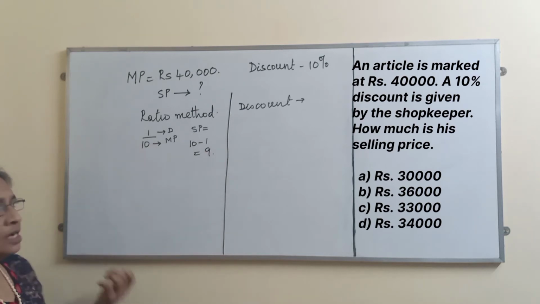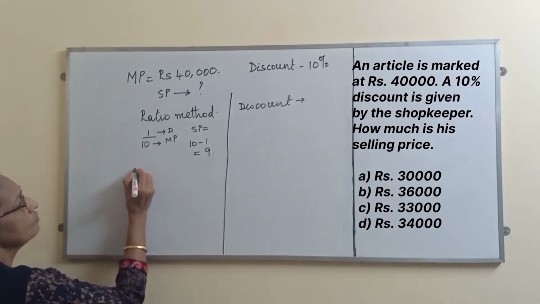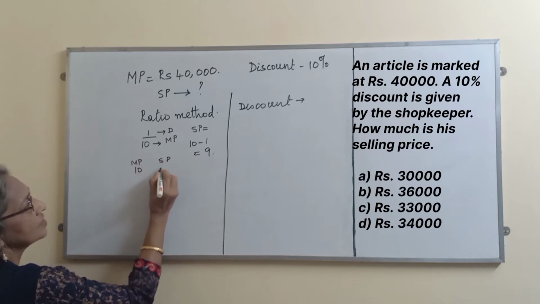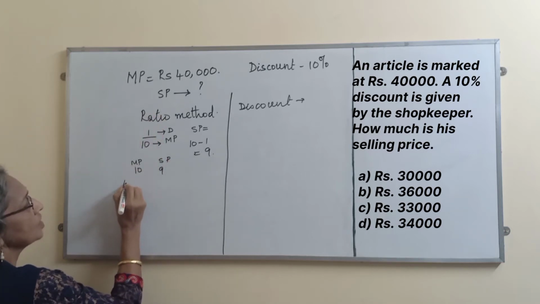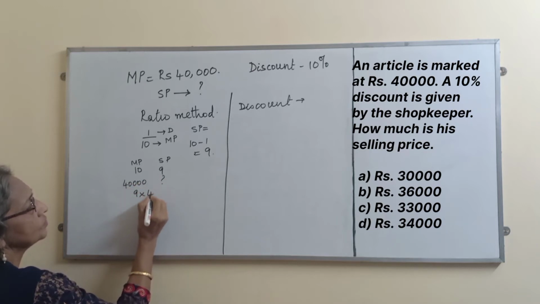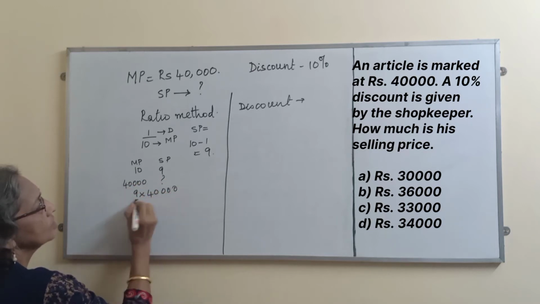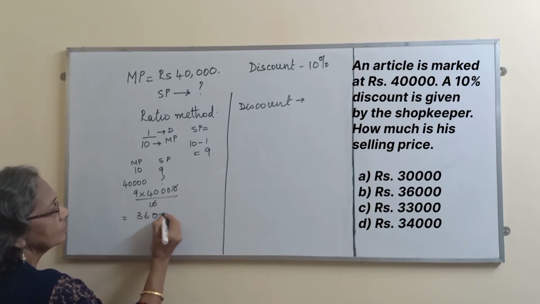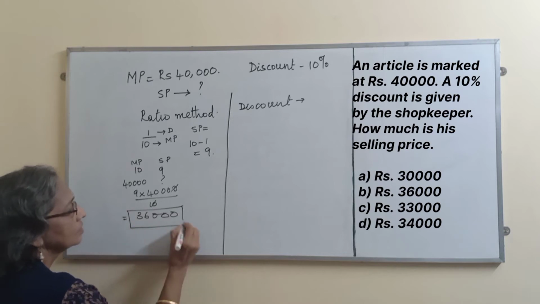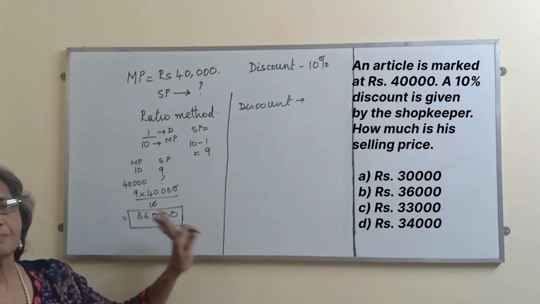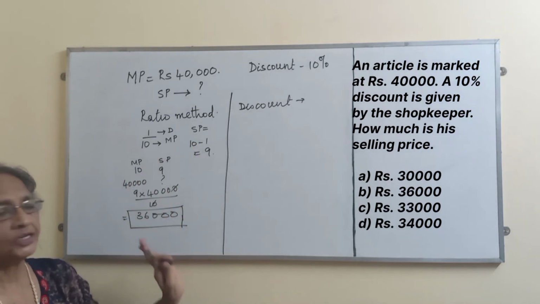9. Now you know what to do. If the marked price is 10, selling price is 9. If the marked price is 40,000, how much is the selling price? And all of you can do this. This is 36,000. Okay? This I have done by the simplest method, that is by taking the ratios.